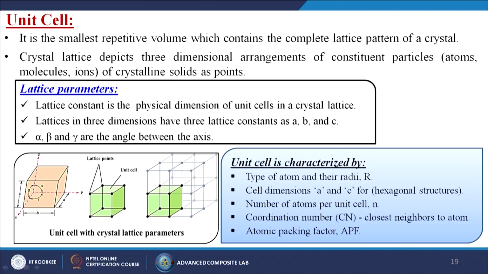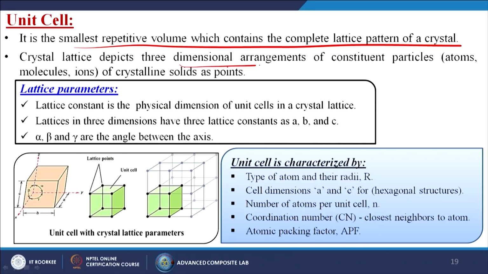So, it is the smallest repetitive volume which contains the complete lattice pattern of a crystal. You can say it is one small backbone kind of thing. The crystal lattice depicts three dimensional arrangements of constituent particles like atoms, molecules and ions of crystalline solids as points. Lattice parameter: the lattice constant is the physical dimension of the unit cell in a crystal lattice. This part I will briefly discuss in the subsequent lecture.